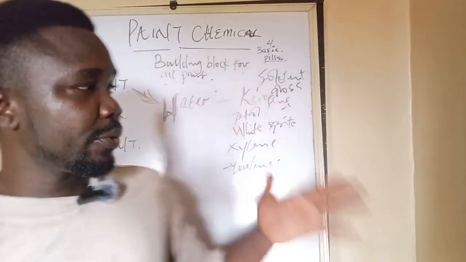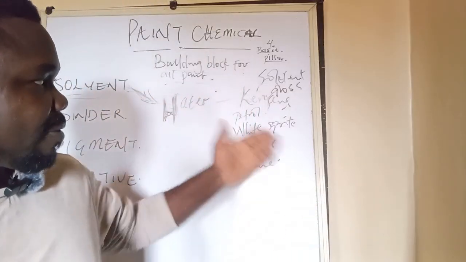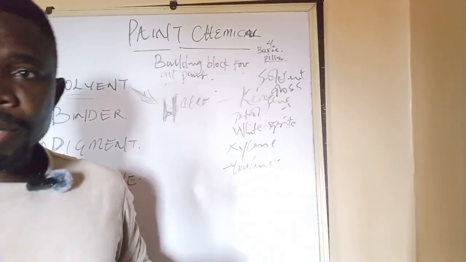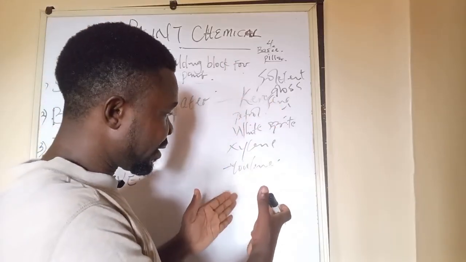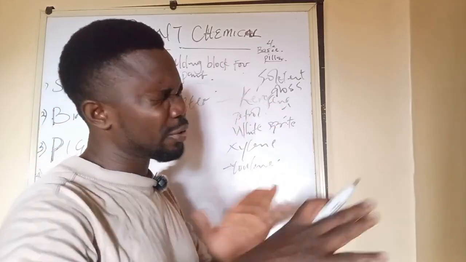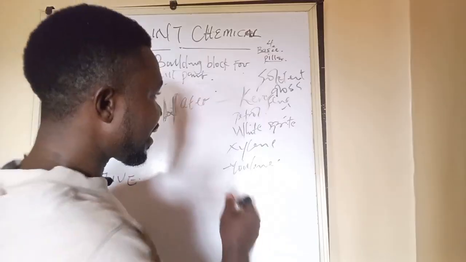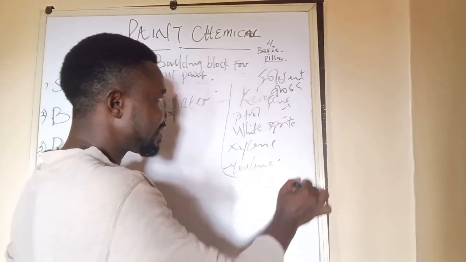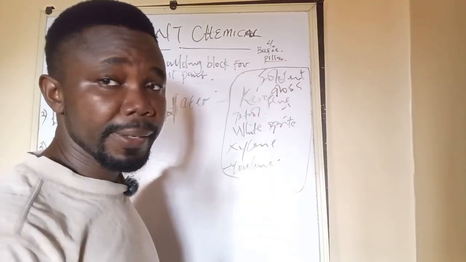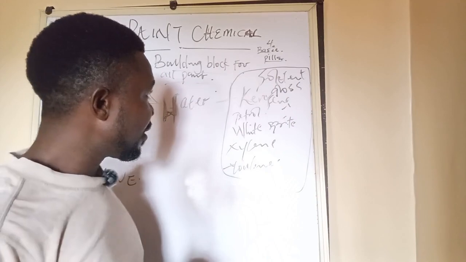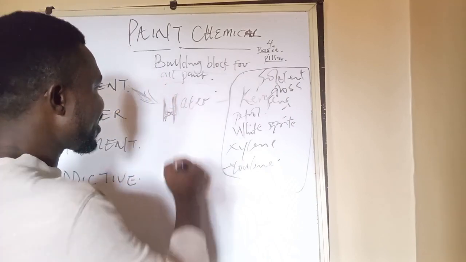So we have kerosene, petrol, white spirit, xylene, toluene. But these are not just the ones that we have. We have so many, but these are practically the ones that are used the most, especially in solvent-based paints.